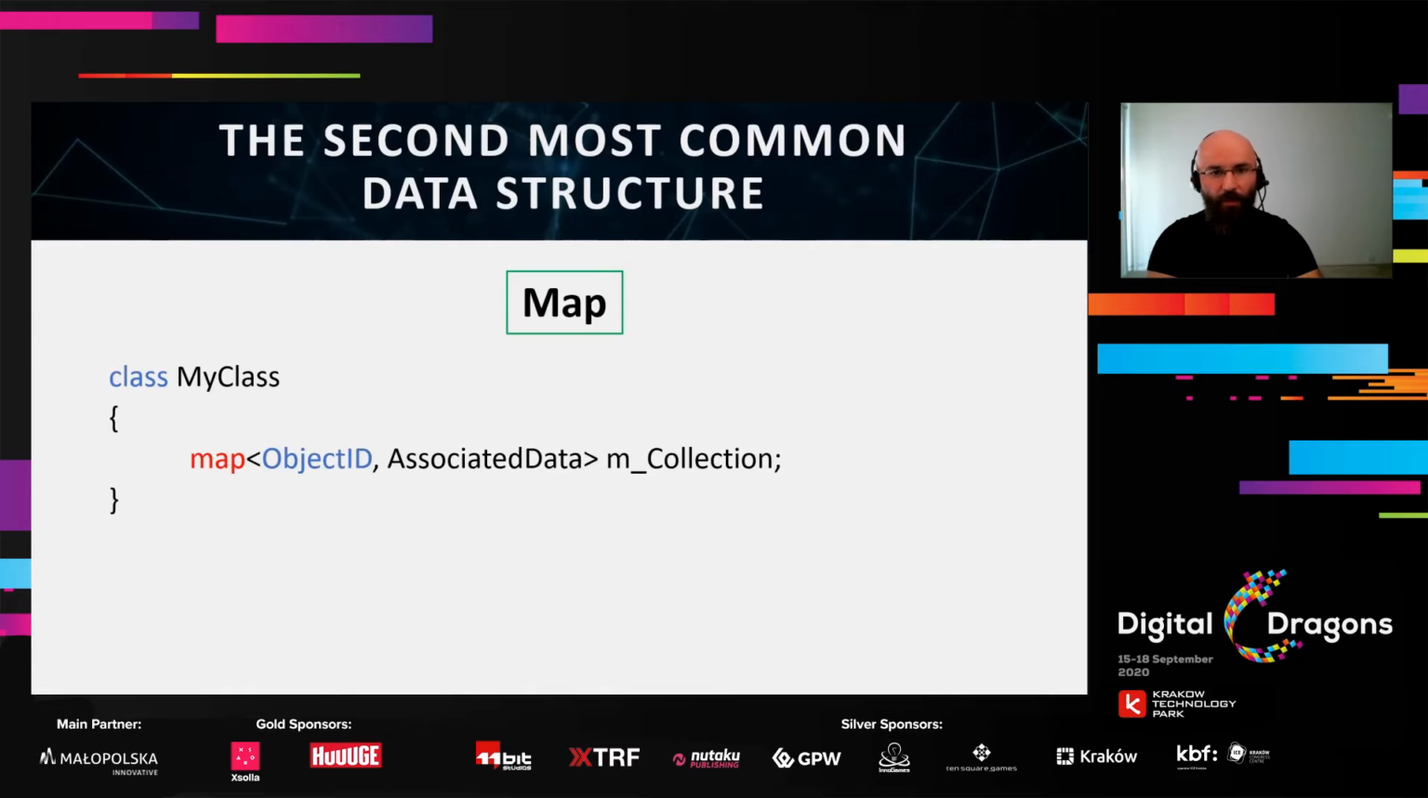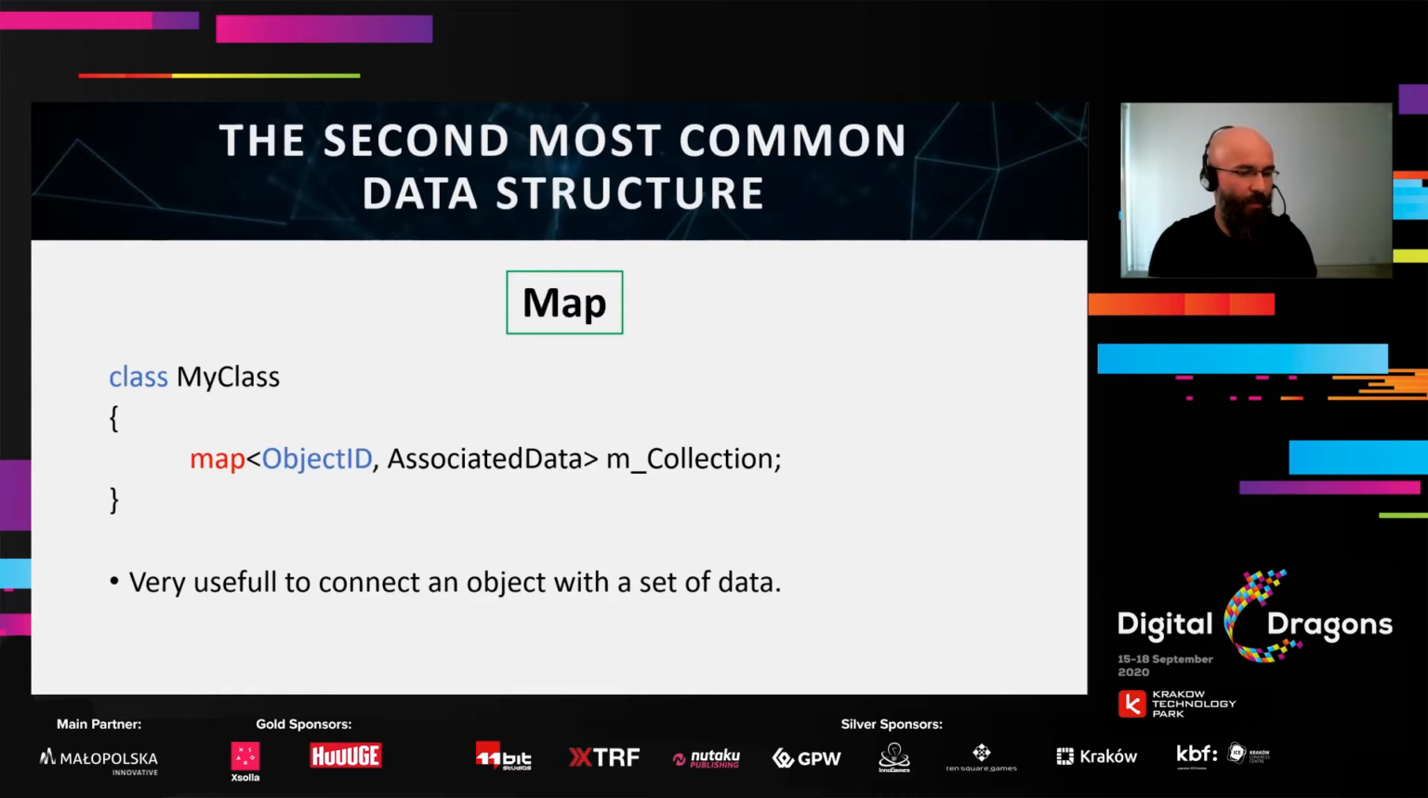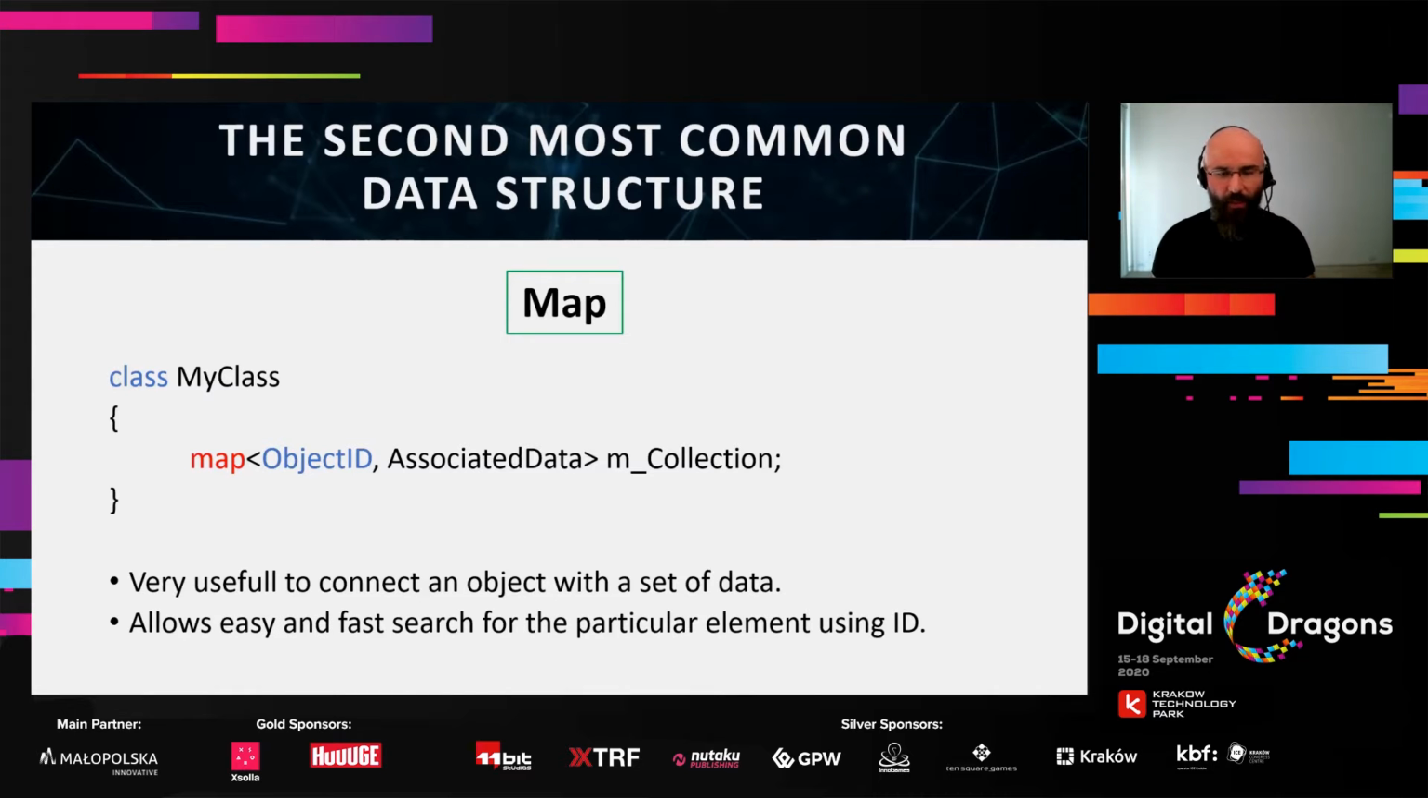And this is very common use case for maps. So we kind of associate some object ID or some primitive type with some associated data structure, and we create that kind of collection. So this is a very useful case when we can easily search through some associated data depending on particular element using just that element ID. So this is very common case, and I'm really like encouraging also to explore and learn this kind of pattern for data structure.